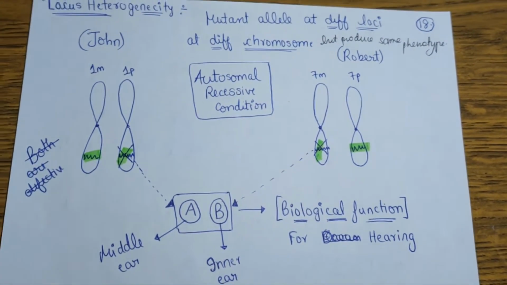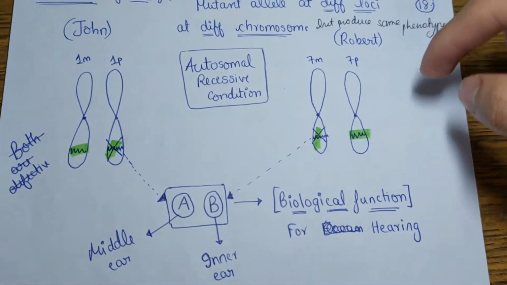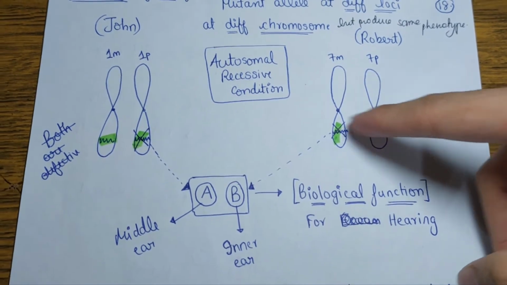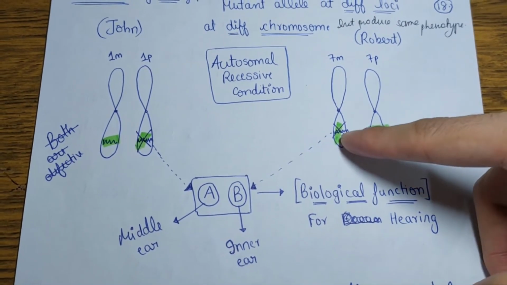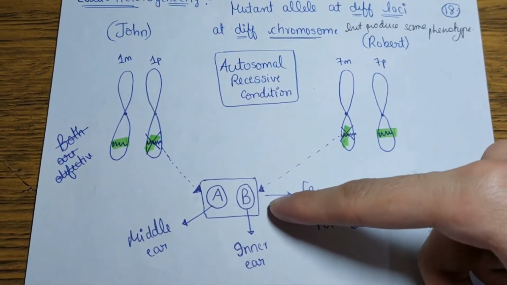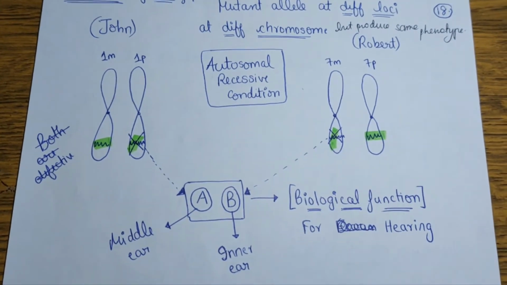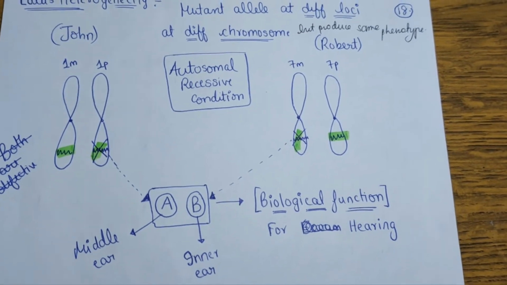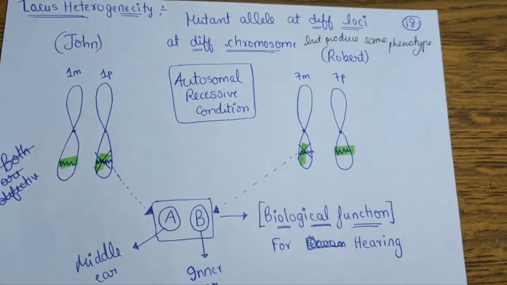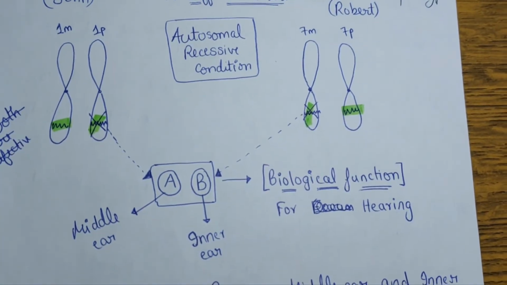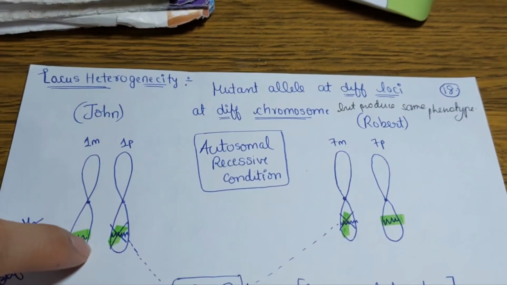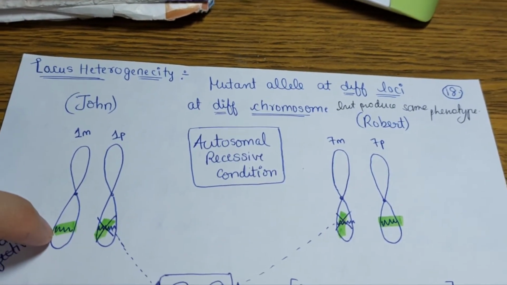Whereas in Robert's family also deafness is present, but the problem here is with the inner ear, because on the seventh chromosome, the genes which are defective alleles of each other are responsible for formation of the inner ear. As a result, if those alleles of the genes for formation of the inner ear are defective, Robert won't be able to hear. He will have deafness. So here we saw mutant alleles at different loci, on different chromosomes, but they produce the same phenotype.